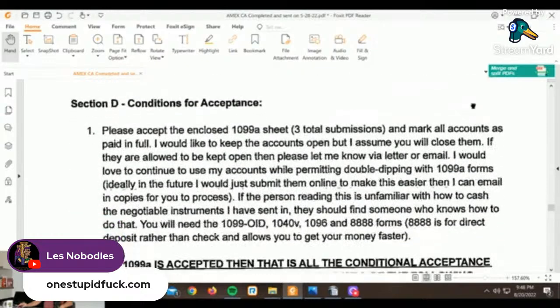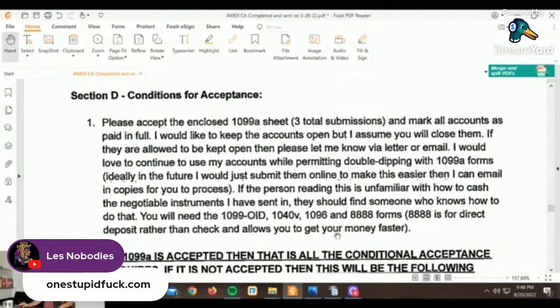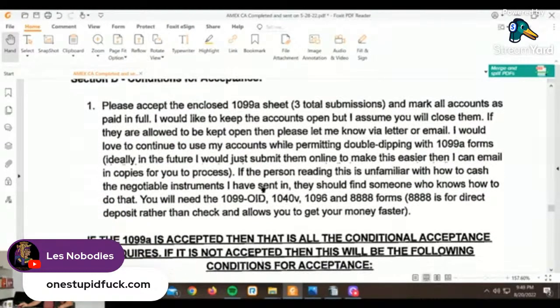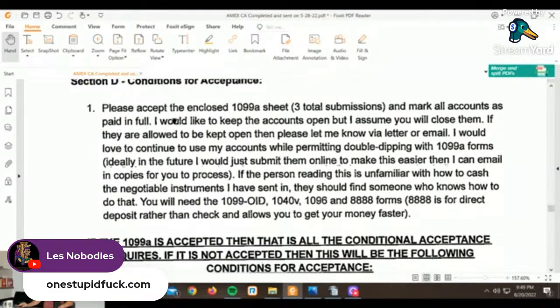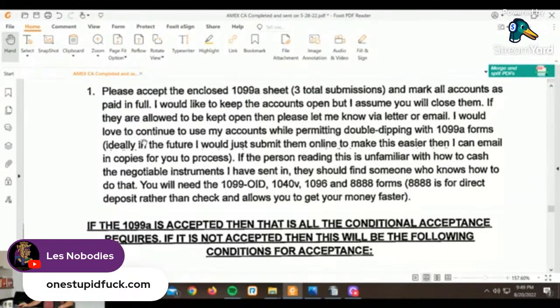Section D, conditions for acceptance. Number 1, please accept the enclosed 1099-A sheet. 3 total submissions, 3 checks on the submission, okay? And mark all accounts as paid in full. I would like to keep the accounts open, but I assume you will close them. If they are allowed to be kept open, then please let me know via letter or email. I would love to continue to use my accounts while permitting double dipping with 1099-A forms. Ideally, in the future, I would just submit them online to make this easier. Then I can email in copies for you to process.